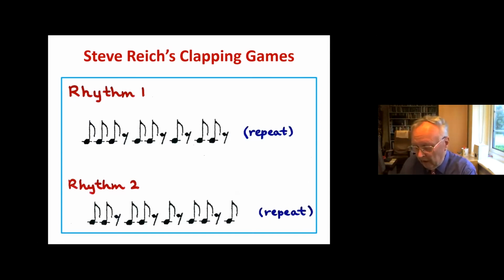And when we put them together, we get a pleasant cross rhythm emerging, somewhat similar to the cross rhythms one finds in flamenco dancing.